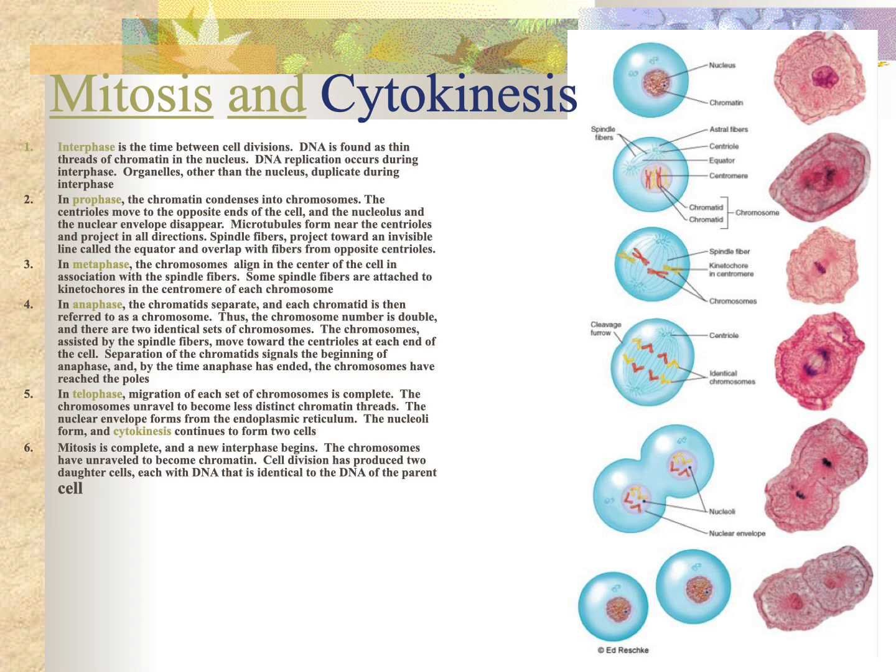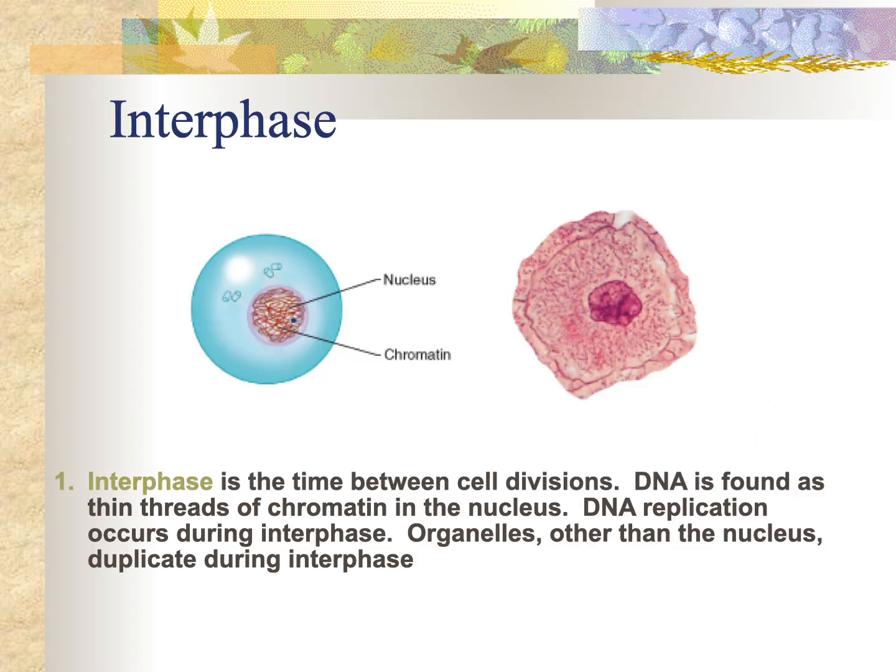There's a long explanation for that, but the main thing is the appearance of the cells and what's going on. In interphase, the cell has a normal appearing nucleus. It grows. It takes care of all its normal functions. If it's a skin cell, it makes skin proteins. If it's a muscle cell, it makes muscle proteins, and it contracts and things like that.